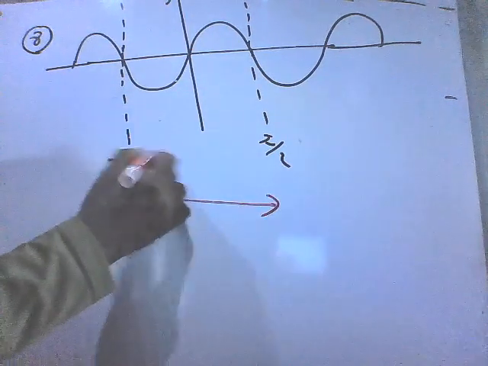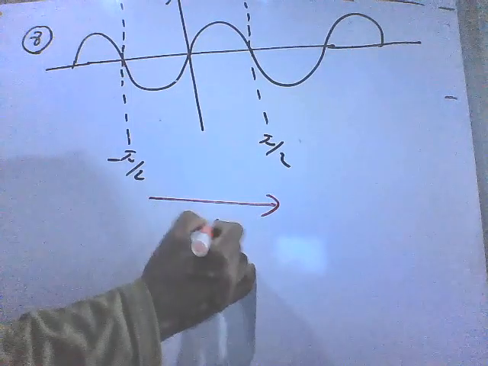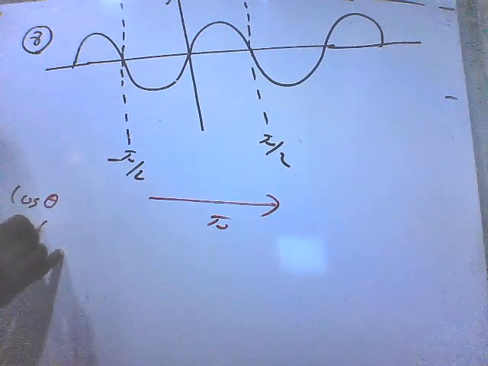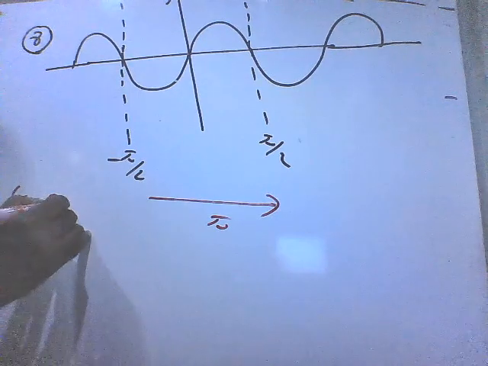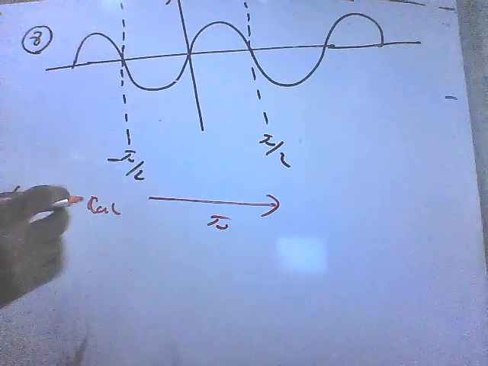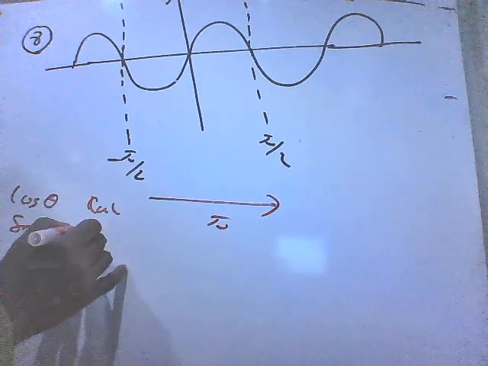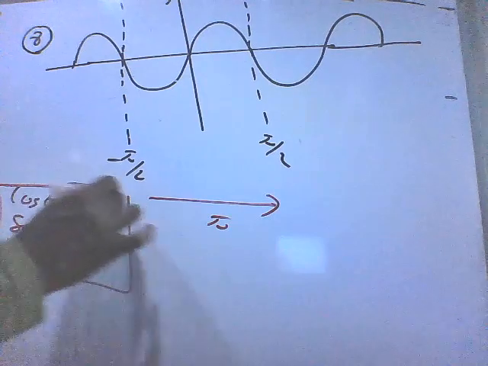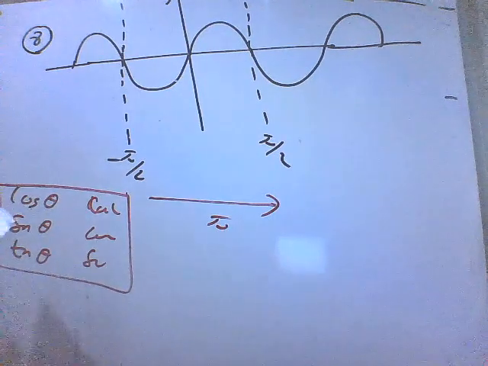So that is minus pi over 2, pi over 2, that is pi, right? So for all cos theta, sin theta, tan theta, and cot theta, all of those things, cot theta, tan theta, cosec theta, sec theta, they will have the same period, right? Now we have to be careful.